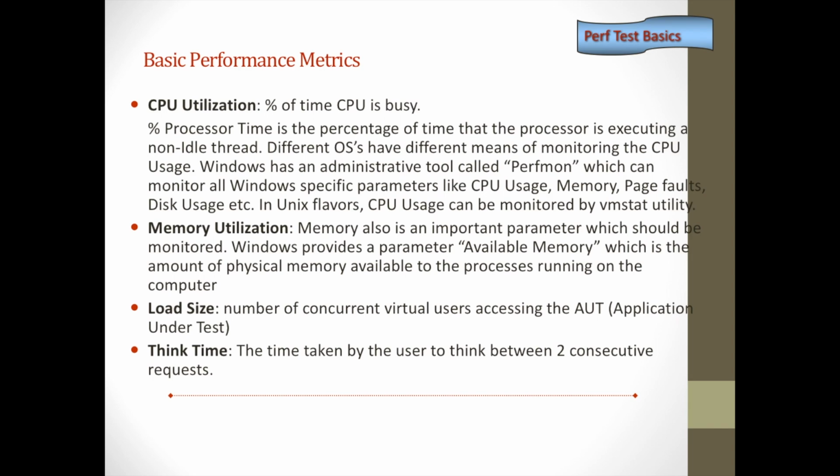Think time is basically the time a user takes to think between two consecutive requests. If I explain it more, think time is the time taken by a user on an application. For example, if I record a script of, let's say, login, then selecting a product, and then checking out. These are three steps, right? So if I run this script in my JMeter, it will run in seconds.